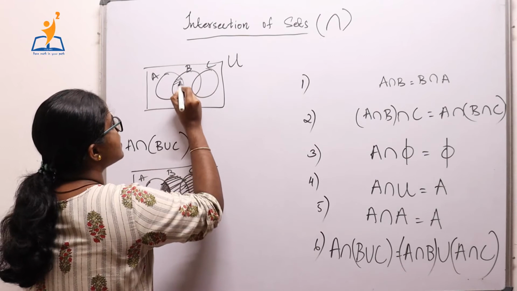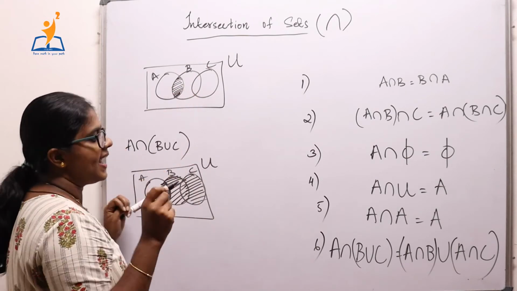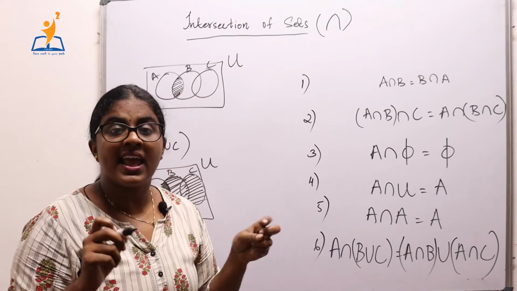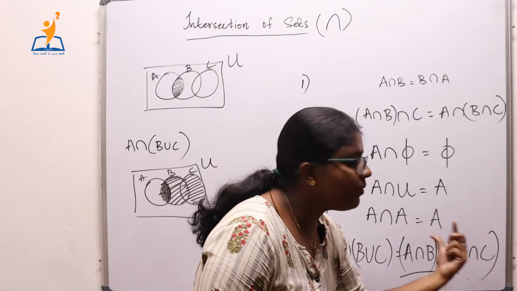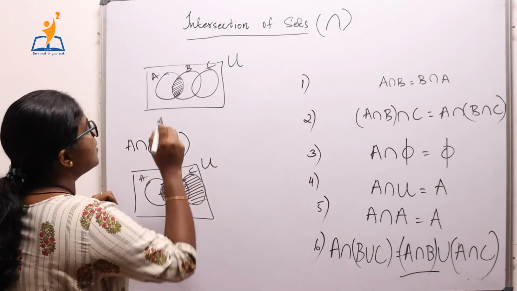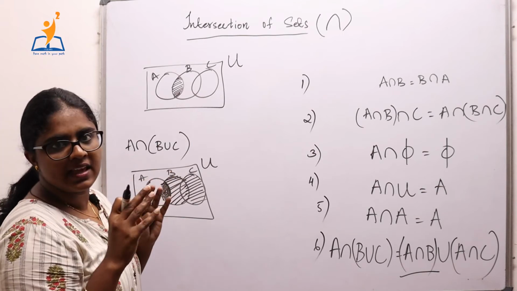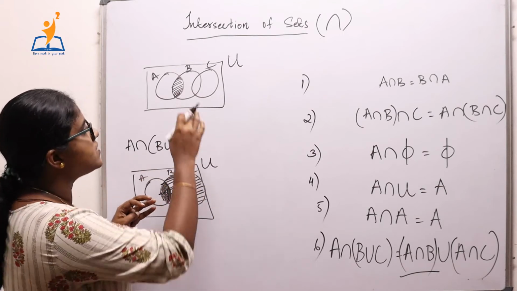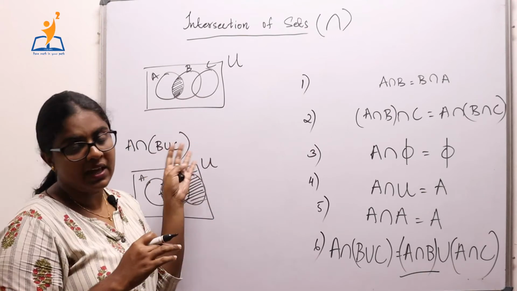These are the points, or elements, which are common to A and B. Now we want A intersection C. Now we have drawn A intersection B. Now we want A intersection C. What are the points which are common for A and C? There are no points which are common to A and C in this particular diagram.